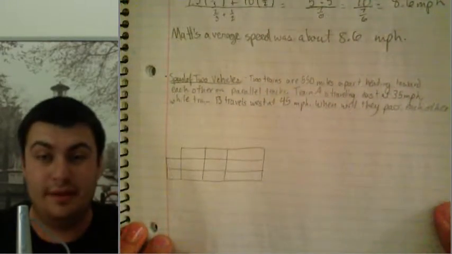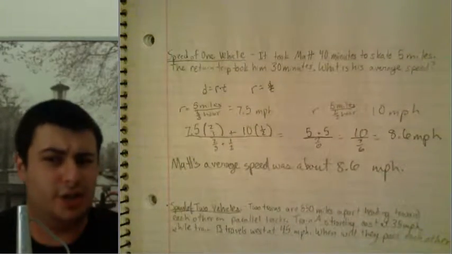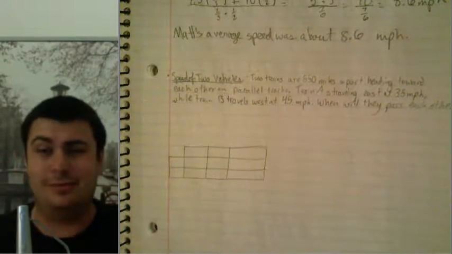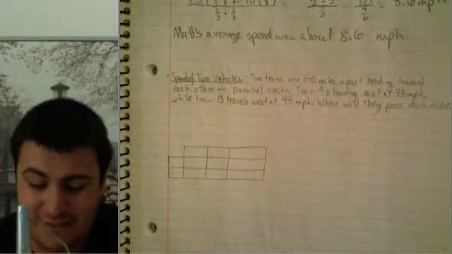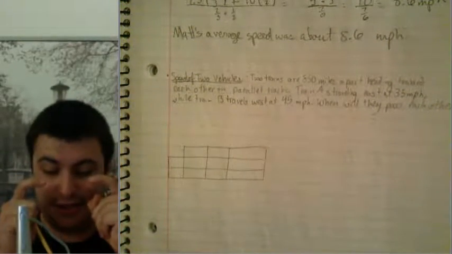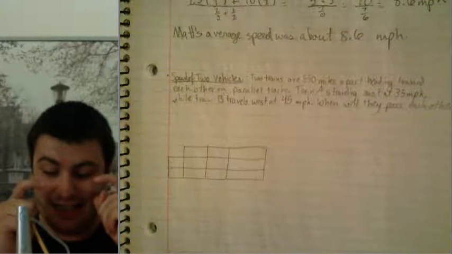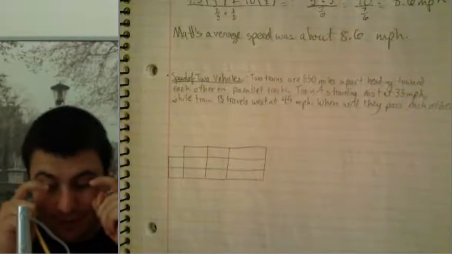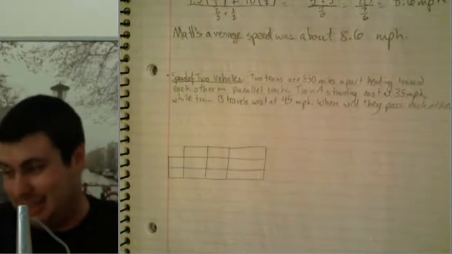Now, that was a little tricky. Those are tricky. We will work more on those in class. This one should make a little more sense. Two trains are 550 miles apart, heading toward each other on parallel tracks. Train A is traveling east at 35 miles an hour, while train B travels west at 45 miles an hour. When will they pass each other?